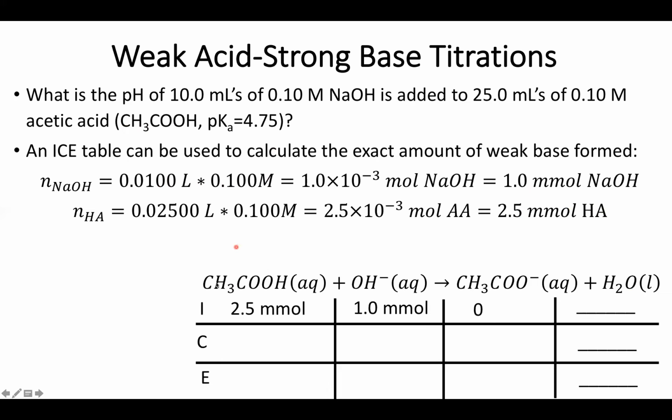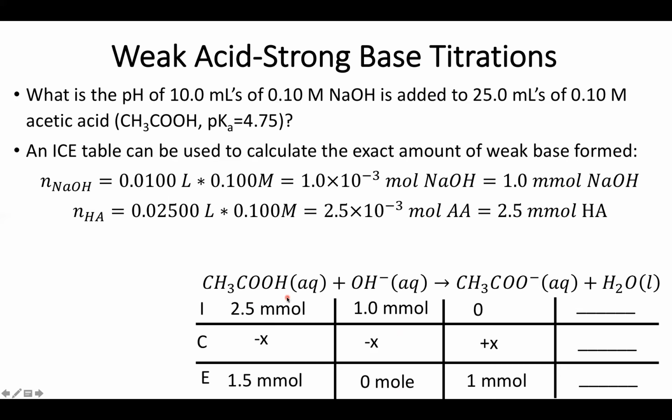So we can then plug that into our full ice table, and remembering that this reaction will go to completion. So we're going to react our hydroxide and our acetic acid till one of them is completely consumed. And that's a key feature of these titrations, that you will always either consume your weak acid or your strong base. In this case, we have less of our hydroxide, so that will be completely consumed, leaving 0 moles of hydroxide. And this gives us an X of 1 millimole. So we have 1.5 millimoles of acetic acid remaining.